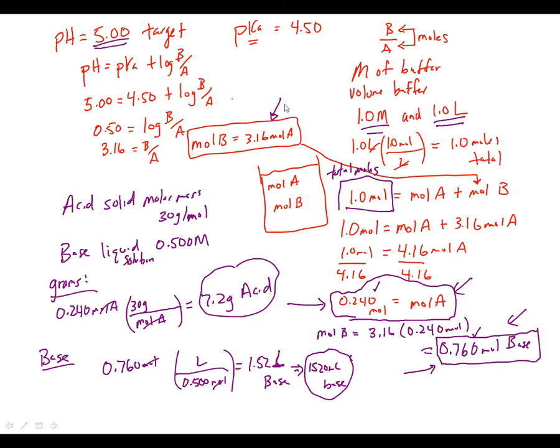Now, the last part of the buffer experiment is one where we're going to make a buffer from only one part of it. And you'll need to choose what might be the correct other part to make the buffer from. So for example, let's just say that the acid I choose is acetic acid, which is a weak acid.